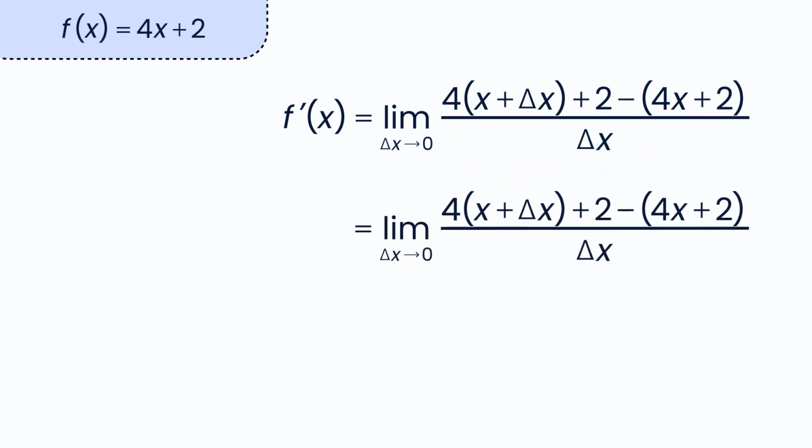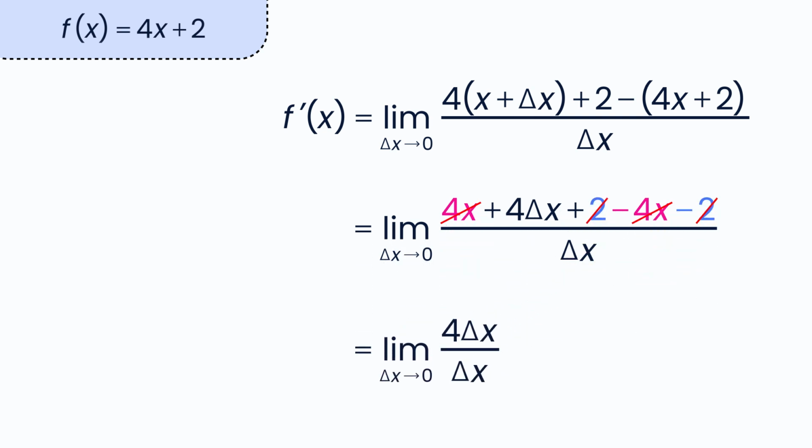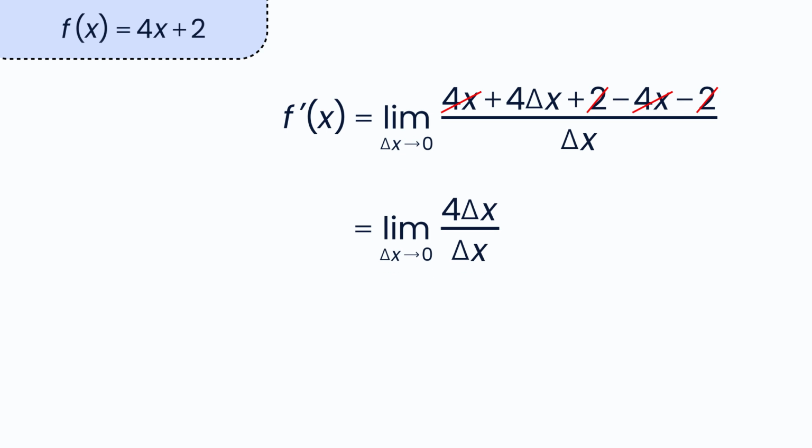You expand the parentheses and get 4x plus 4 times delta x plus 2 minus 4x minus 2. The 4x's and the 2's cancel in the numerator, leaving you with 4 times delta x. So now, you have 4 times delta x over delta x. Like before, you cancel the delta x's.